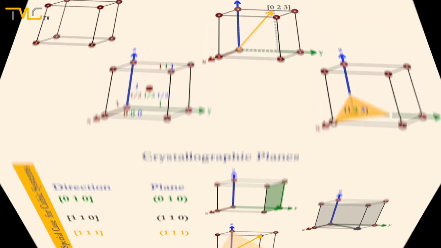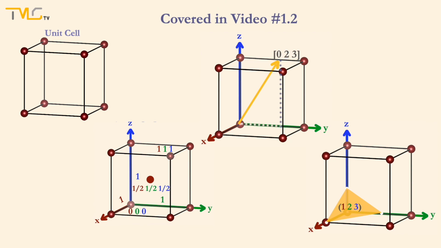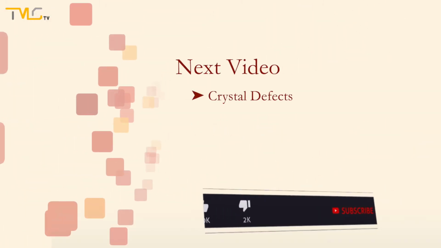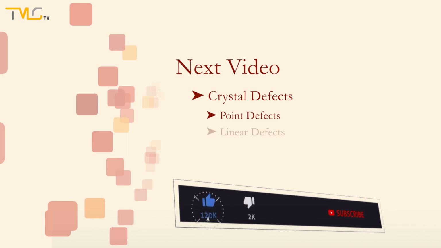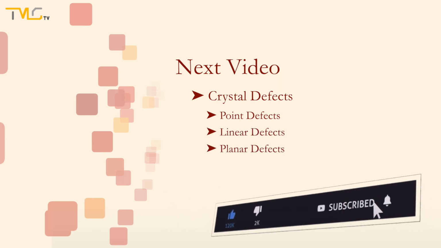Today, we have talked about the unit cell, the crystallographic points, directions, and planes. In the upcoming video, we will keep talking about the structural properties of materials, and we will cover the point, linear, and planar crystal defects.